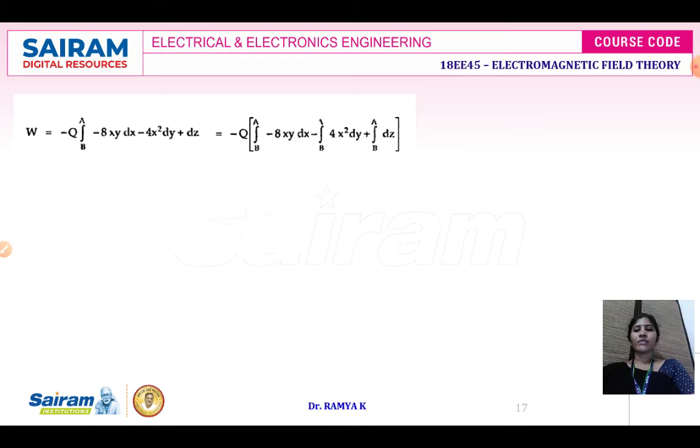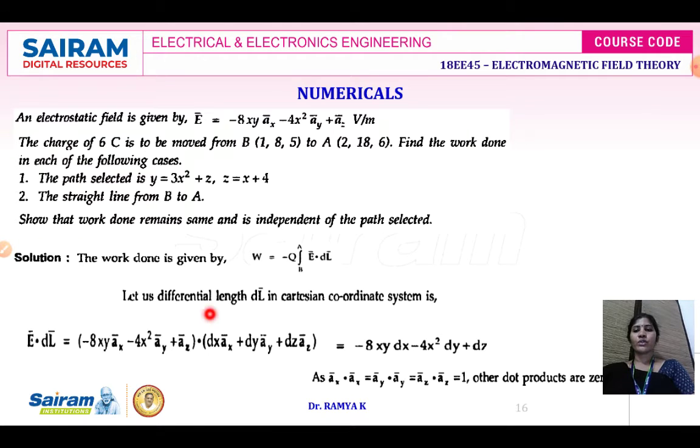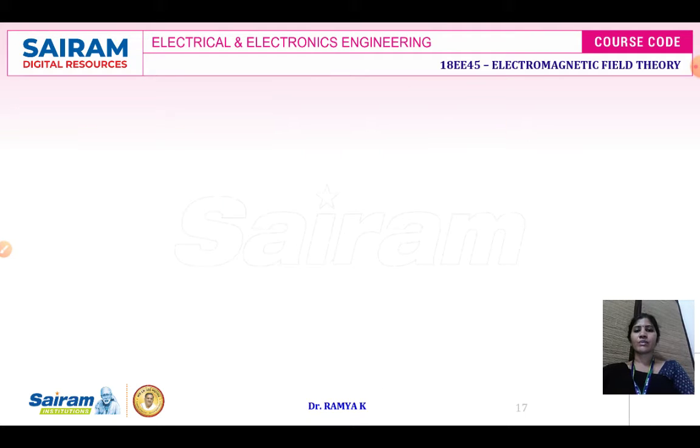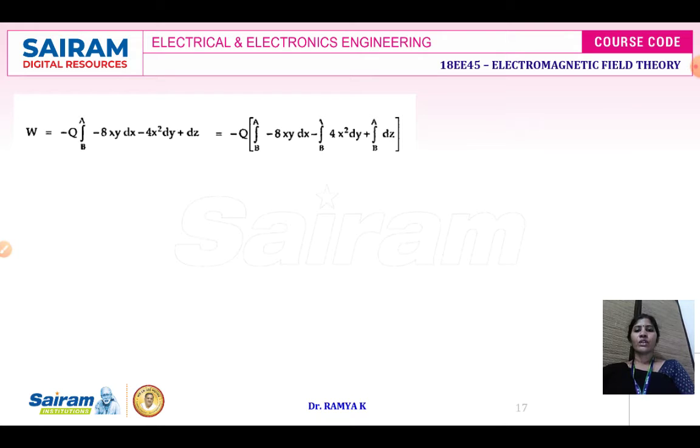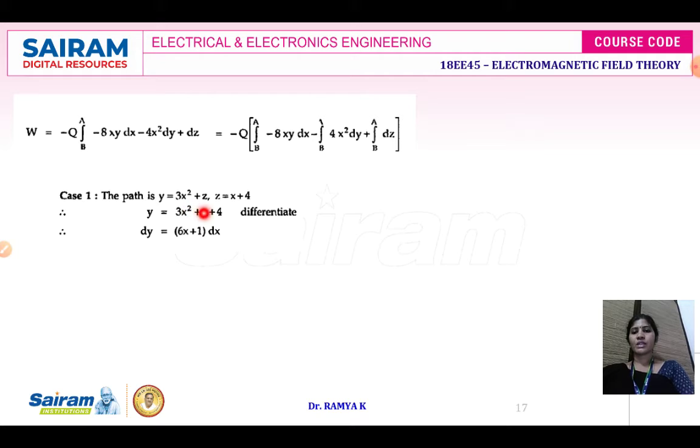In case you are using the first case, if you want to move it through the selected path, y is equal to 3x square plus z and z is equal to x plus 4, you have to change y in terms of x or z in terms of y. So when you check over here, y is equal to 3x square plus z. When you differentiate, you get dy is equal to 6x plus 1 into dx. So in the place of dy, you can replace it with 6x plus 1 into dx, and you can substitute the integration limit of x over here.